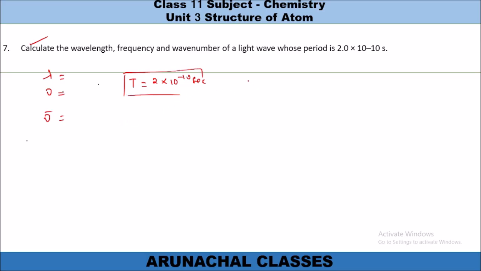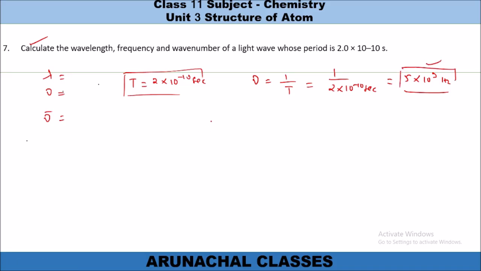So we know that frequency is equal to 1 upon t, the reciprocal of time period. So we can calculate the frequency: 1 upon 2 into 10 power minus 10 second. If I solve this one, it will be 5 into 10 power 9 hertz. So we get this value of frequency now.